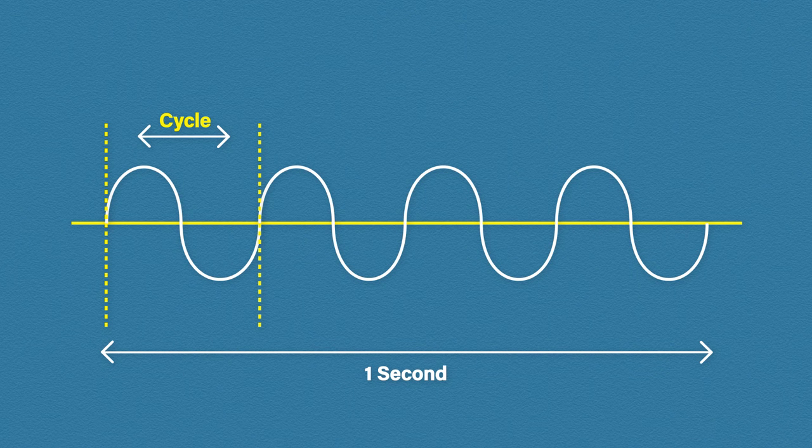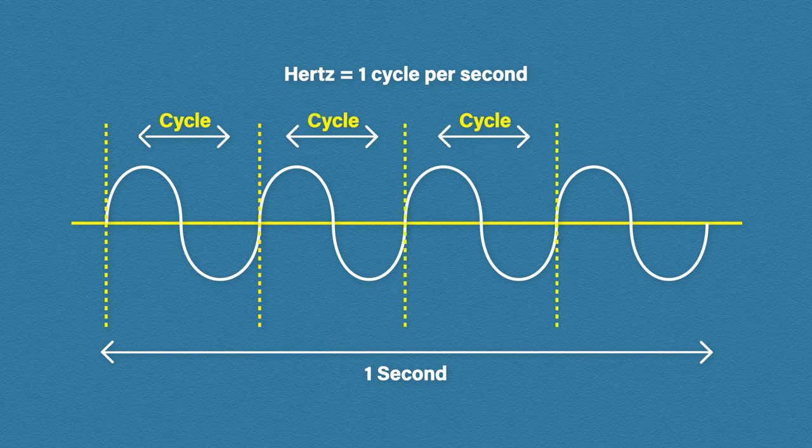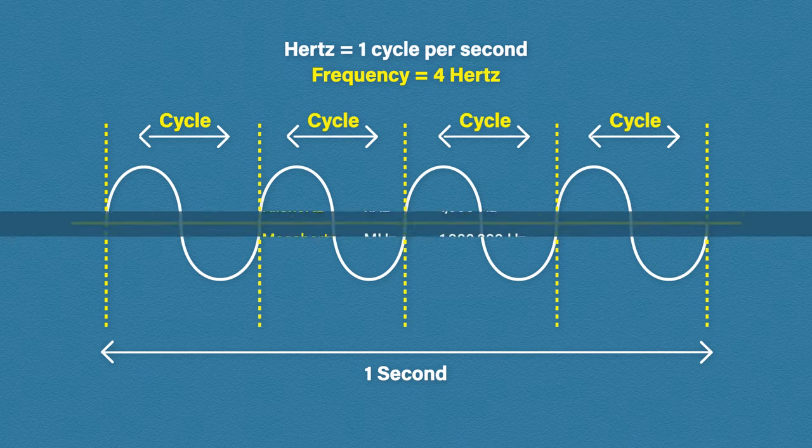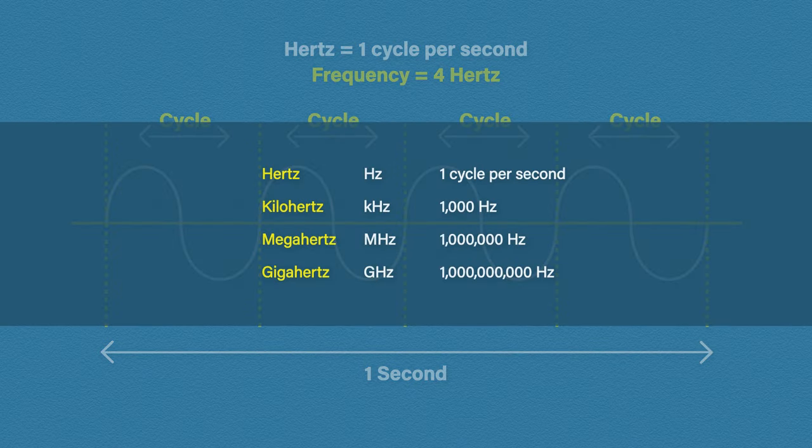We measure wireless frequencies in hertz. A single hertz means one cycle per second. So in this example, we have four cycles within 1 second. 1, 2, 3, and 4. This means this example has a frequency of 4 hertz. Now hertz is actually quite a small measurement, so instead we can also use kilohertz, which is 1000 hertz, megahertz, which is 1 million hertz, and gigahertz, which is 1 billion hertz.